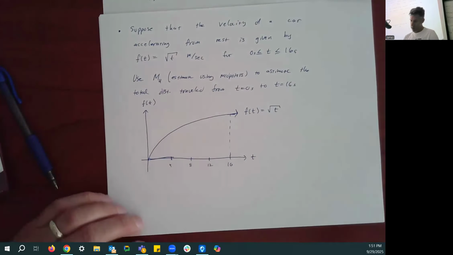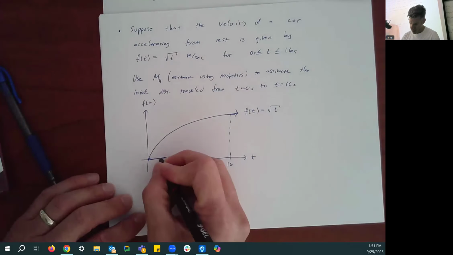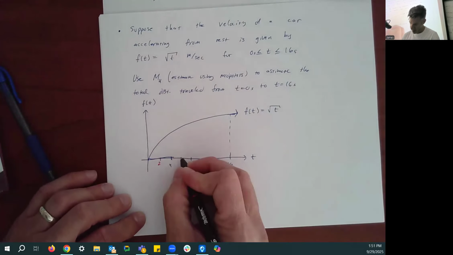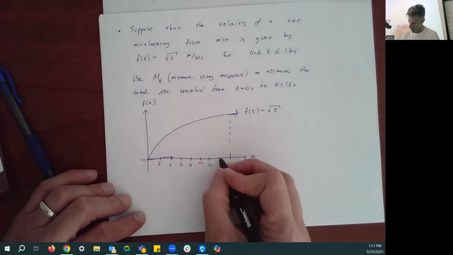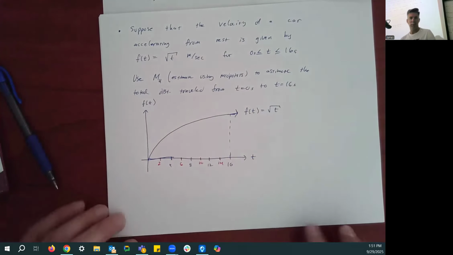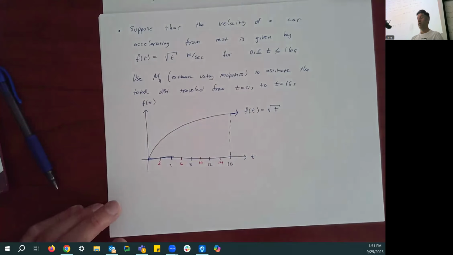So between 0 and 4, the midpoint is 2. Between 4 and 8, the midpoint is 6. Between 8 and 12, the midpoint's 10. Between 12 and 16, the midpoint is 14. In other words, you're finding the average of each of the 2 points.